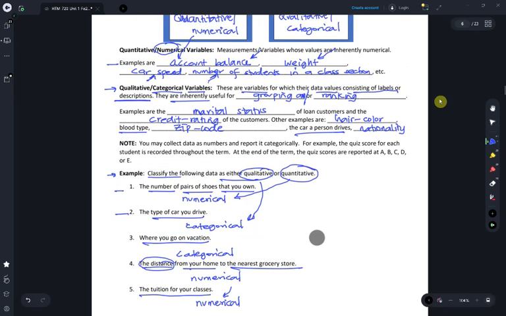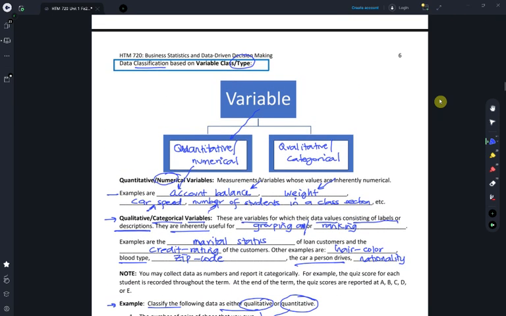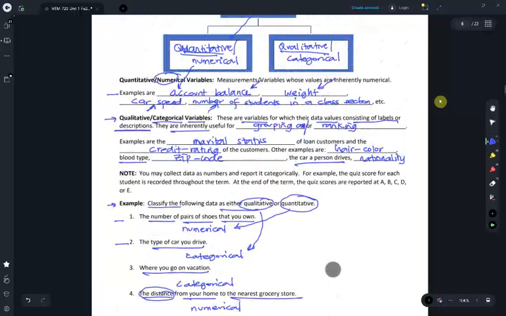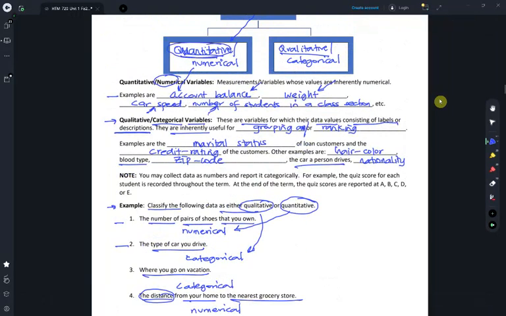So when it comes to classification of variables based on type, we have quantitative and qualitative. Again, let me say that one more time. Quantitative and qualitative, or numerical and categorical.